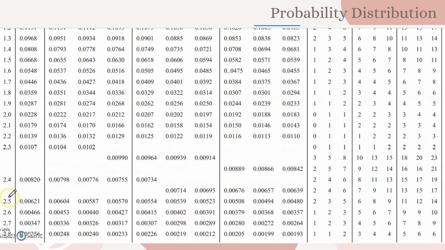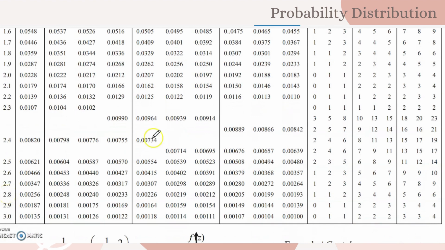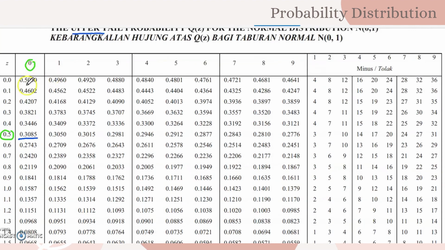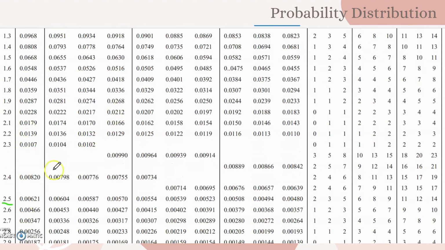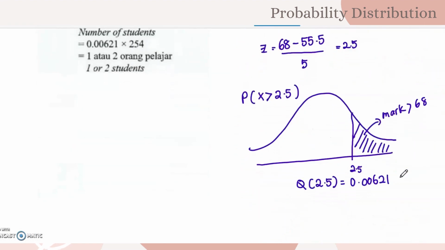Bila nak cari value of probability, kita kena tengok kepada the value of the standard score. So the standard score here is 2.5, semata-mata tak ada apa-apa number in the next decimal place. So that means 2.5 is 2.50, right? 2.50, so it is located at 0.00621. That is the value for the probability regarding the z-score 2.5. So for the z-score 2.5 we get 0.00621.